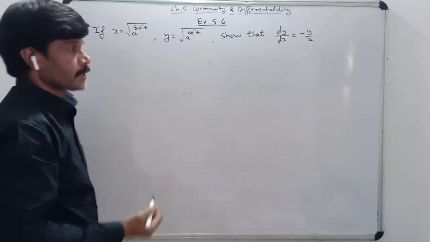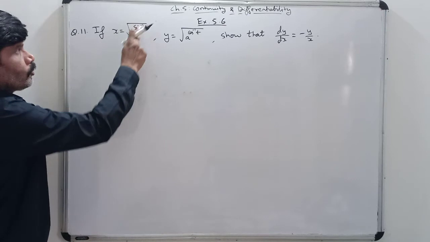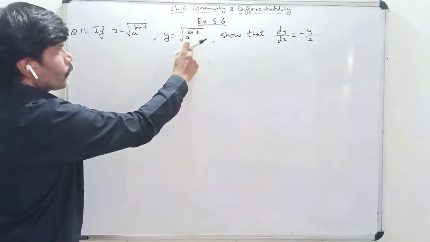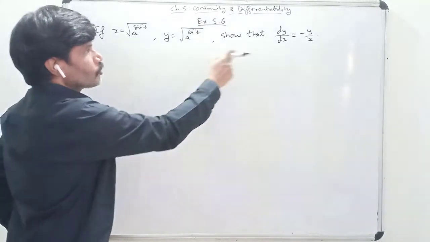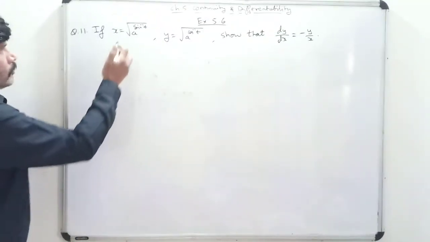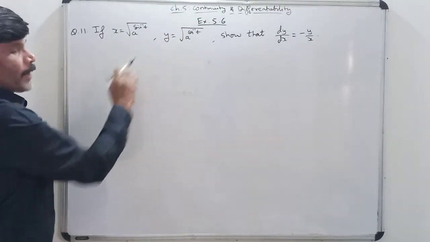Exercise 5.6, question number 11. If x is equal to square root of a raised to sin inverse of t, y is equal to square root of a raised to cos inverse of t, then show that dy by dx is equal to minus y by x. This is the question. Okay, so I'll start. Here, these two equations are in parametric form.